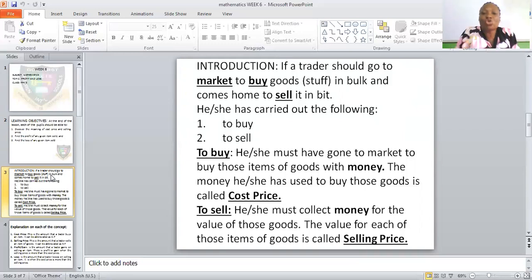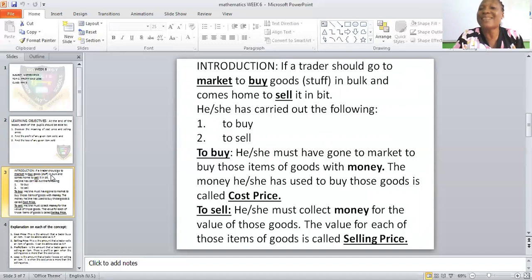Now, if a trader goes to market to buy goods in bulk, you will get to the shop and see that they have one particular thing and it is plenty. Like when you want to buy a sachet of milk, you will not see just one sachet there. They have many sachets of milk, and their shop is filled. So they must have gone to the market to buy it in bulk. In bulk means plenty. And that trader now comes home to sell it in bits.